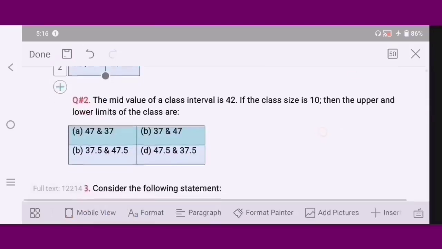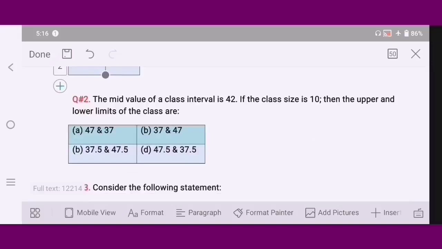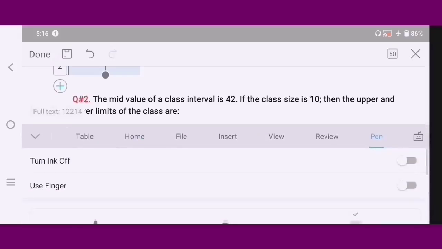13. Question number 2. The mid value of a class is 42. If the class size is 10, then the upper and lower limits of the class are. So here in the previous question they asked about the lower class limit, but here in question 2 they asked about both the upper and the lower class limit. So we will do the same process.